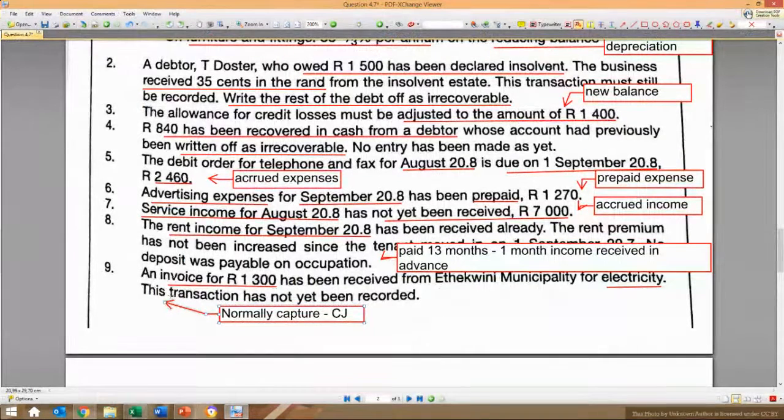So you see, if you don't understand what an accrued expense or a prepaid expense is, you would potentially take this item that is actually a normal transaction to the incorrect account. So you need to read very carefully what they tell you in a test, in an exam.